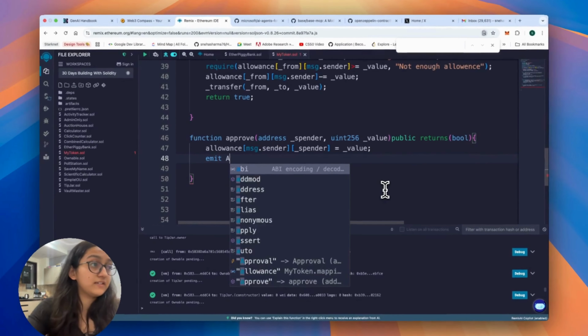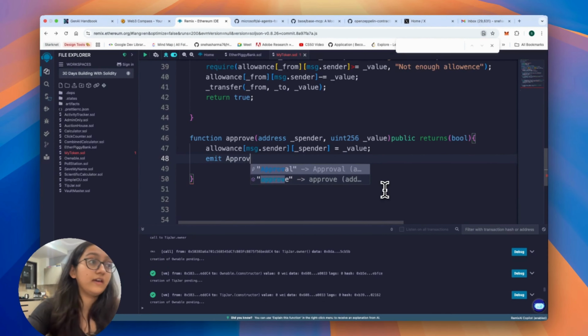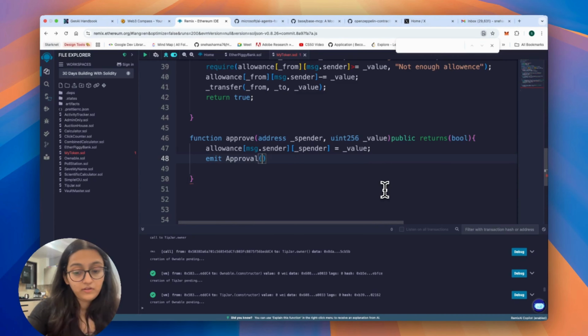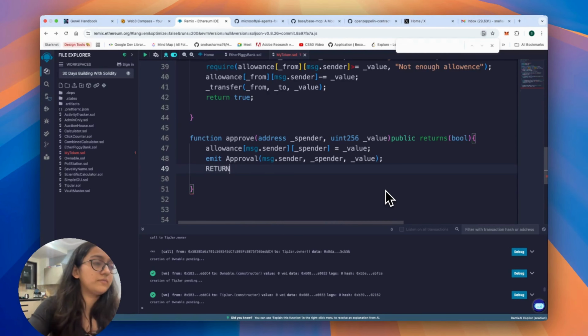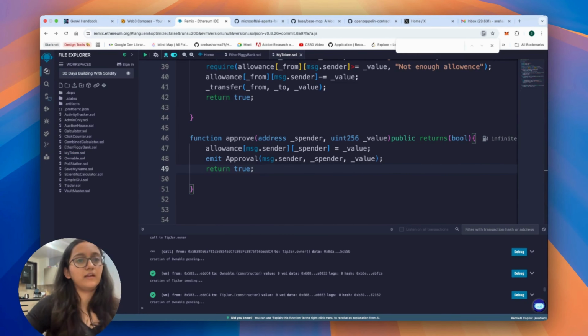Now we have written something as approval, right? So we're saying, hey, approval message.sender, _spender and then _value, and then just return true, right? Because yes, this has been successful or this has been approved. So it's like a success sign, right?